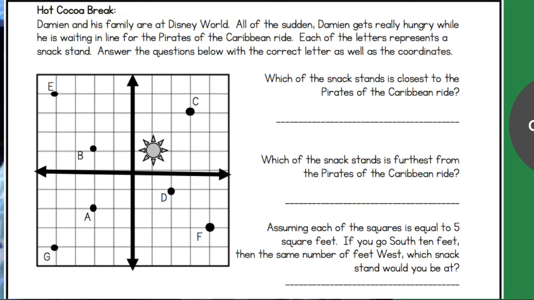So the first most important thing for us to understand is that sun in the middle of your screen, that represents the Pirates of the Caribbean ride. So whenever we get a question like this, you always want to look at where am I starting? That should be the very first question you ask yourself, because knowing where we start is a little different here. Before, when we were doing the coordinate plane, we always started in the center, which is also known as the origin.